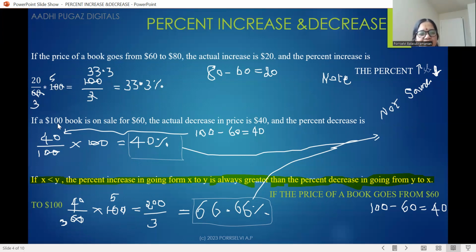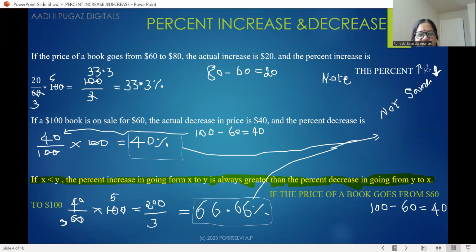Again, if a $100 book is on sale for $60, now we need to calculate how much amount was reduced from the original amount. So how do you calculate? 100 is the initial amount minus $60. Because of the sale, it is reduced to $60, and the difference is $40 less. Now we need to calculate how much percentage decreased.